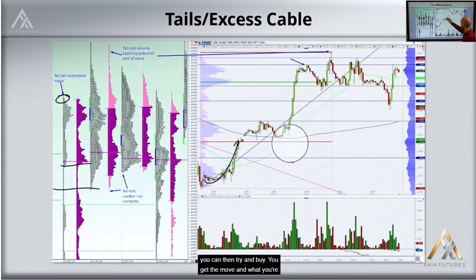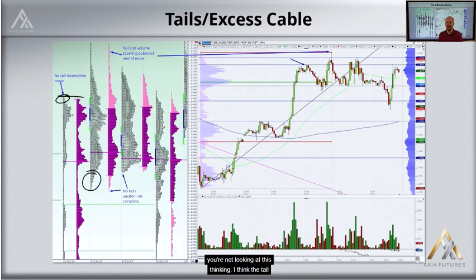You get the move, and what you're looking for on a day like this, if you bought it from down here somewhere, you're looking for a break of the high. When that comes, this potentially is the next leg of the continuation. You're not looking at this thinking, I think there's a tail coming. What you're looking at is the potential for continuation here. So you're going to be watching this as we move higher, feeling reasonably confident about the move, looking for the market to keep on going.